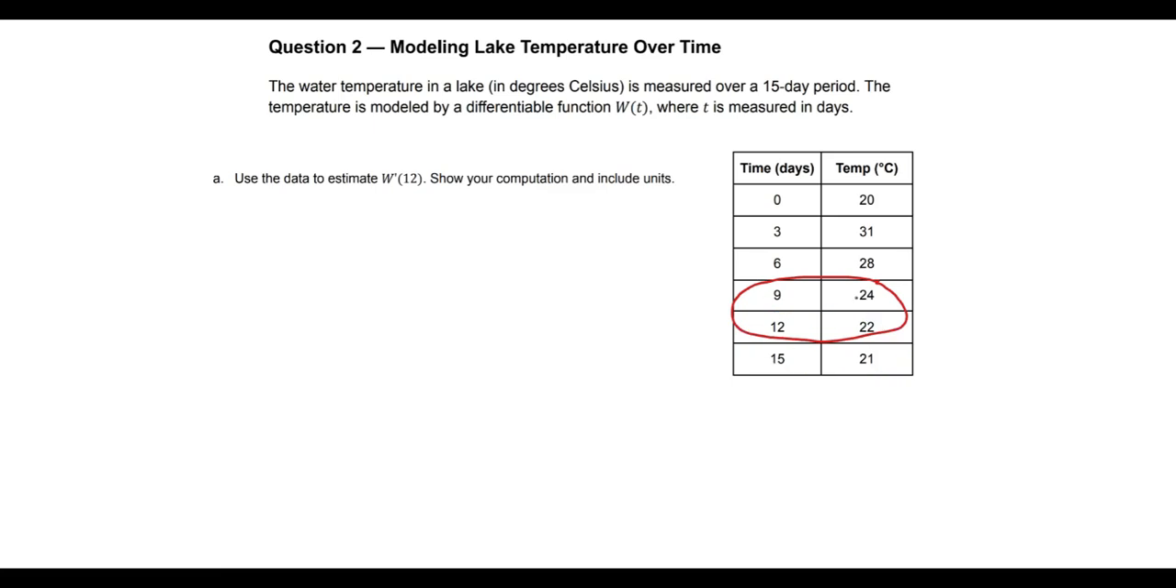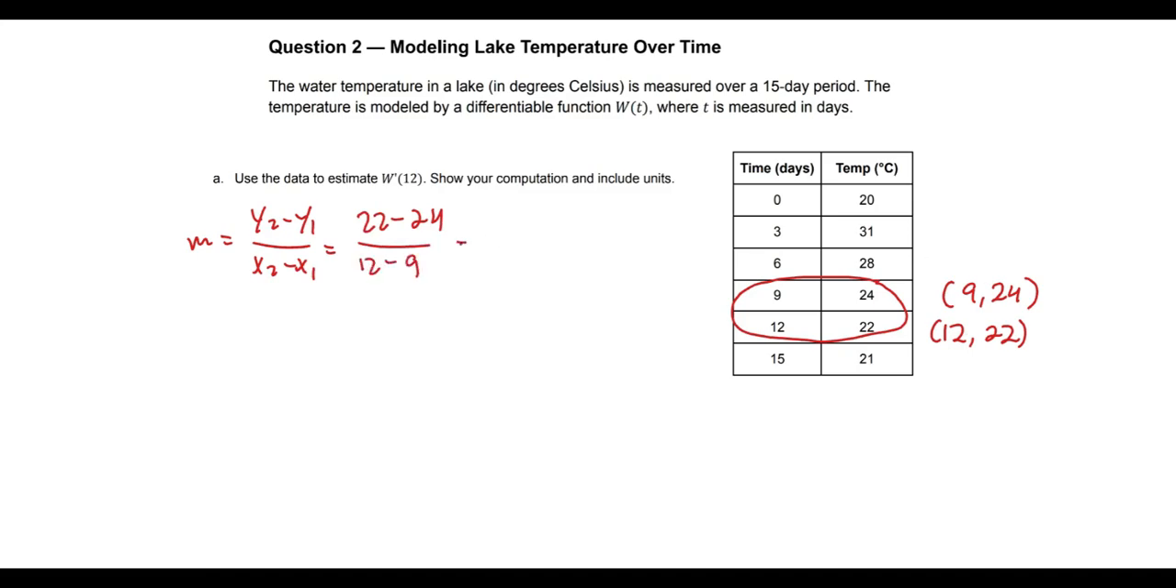Like I said, I'm just going to do this here. So we're really just going to think about this kind of like a set of points, 9, 24, 12, 22. And we're just going to use our trusty old slope formula here. So we got 22 minus 24 over 12 minus 9. So we got negative 2 over 3. So I'm just going to say negative 2/3 is the answer.